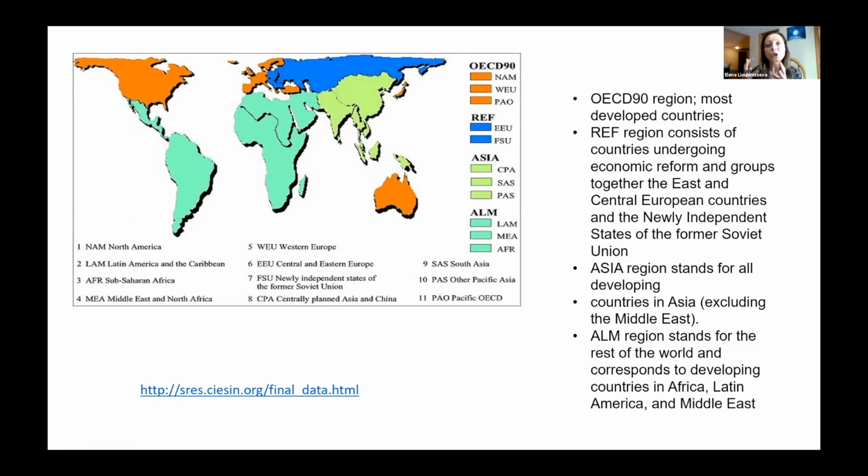For each of those scenarios, then you can actually look at the ways how they work in specific regions of the world. So the world for the SRES scenarios is broken into these major regions, such as the super developed countries, such as the OECD region, and then the REF region refers to Central European countries and countries of the former Soviet Union. Then you have Asia, then you have ALM, countries of Africa and Latin America.